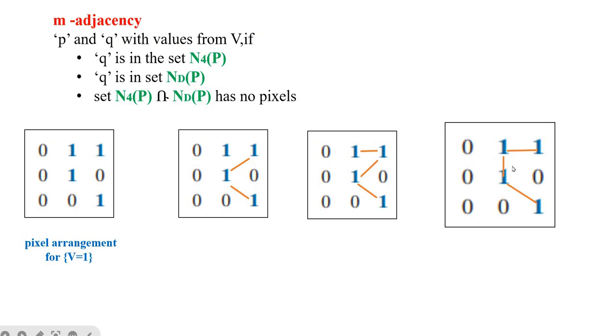So here the ambiguity is resolved. What we were doing earlier was going directly from this to this, and also going from this to this. But when we go for m adjacency, even though we can have a connection using 8 adjacency, we should not go for 8 adjacency. We need to give priority to 4 adjacency instead of 8 adjacency. So this is about the m adjacency, which will remove the ambiguity.